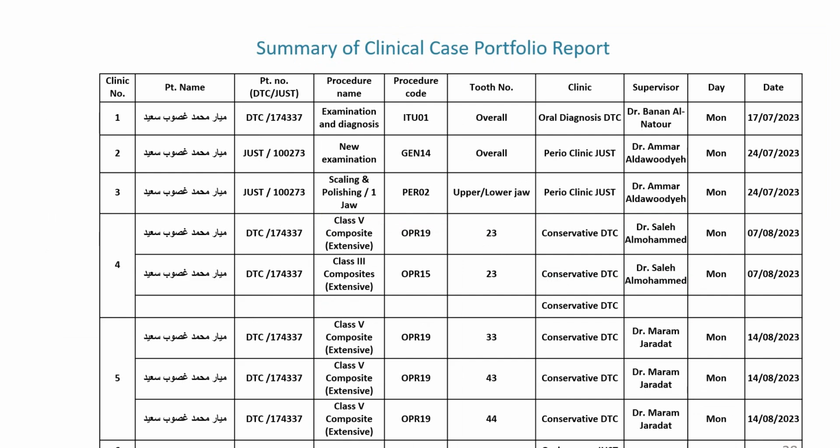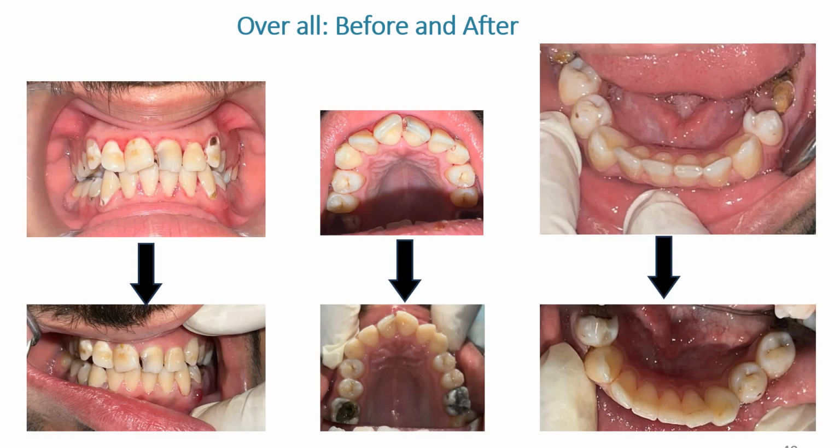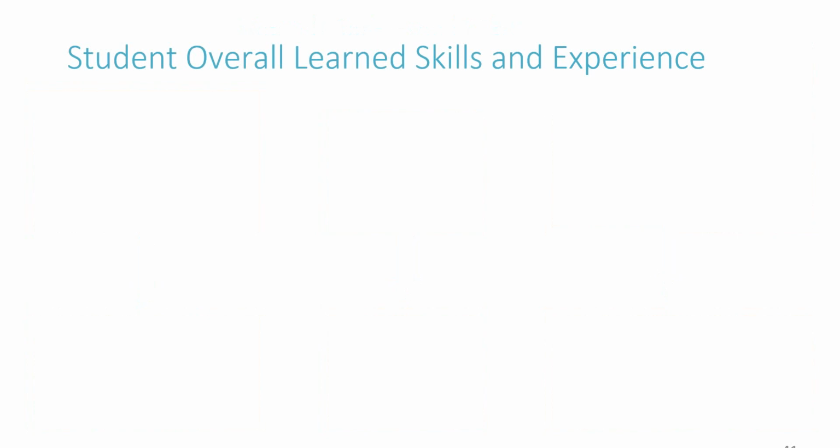At the end, we need a summary of all the codes, all procedure names, all teeth numbers, clinic, supervisors, day and date, summarized by the student in this table to show his progress. At the end, the student will show the pictures and will write about what he has learned and how his experience was, what he is looking for in the coming academic year.